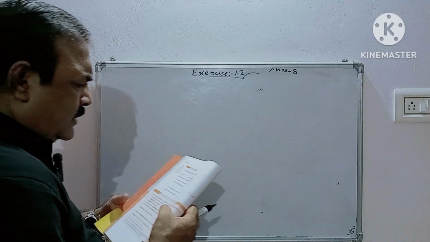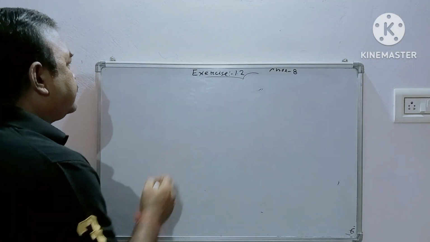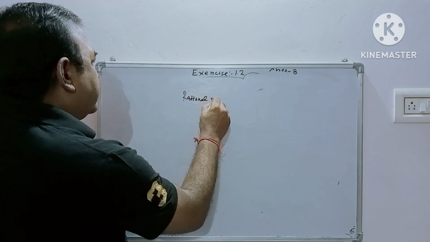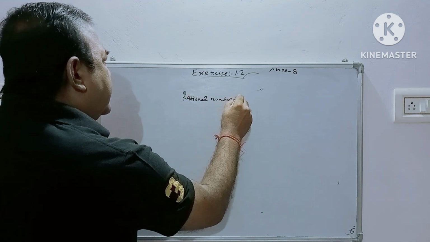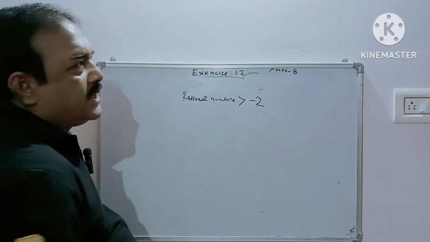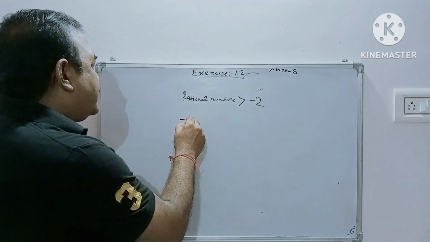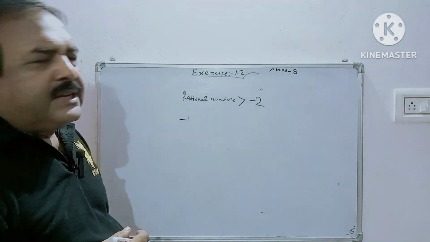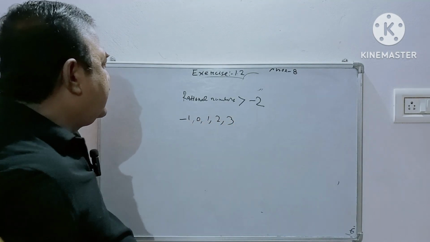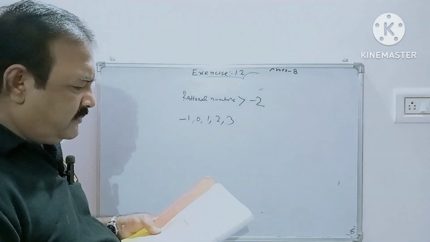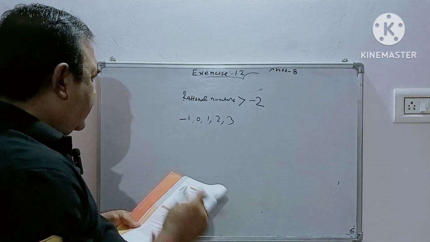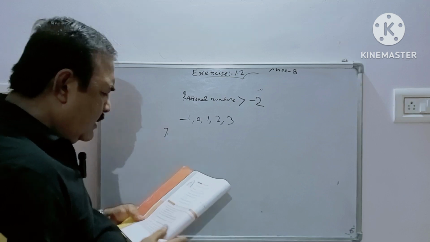Next, write 5 rational numbers which are greater than -2. So rational numbers greater than -2. You start your journey from -1 in the increasing order: 0, 1, 2, 3. You go on like this. The last question is question number 7.